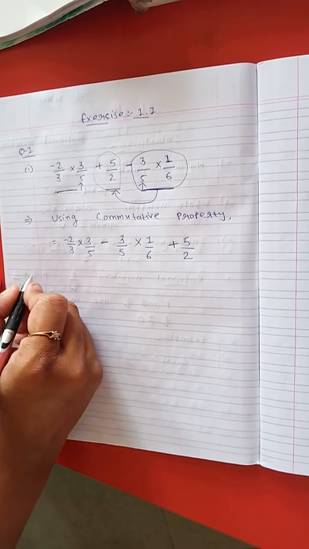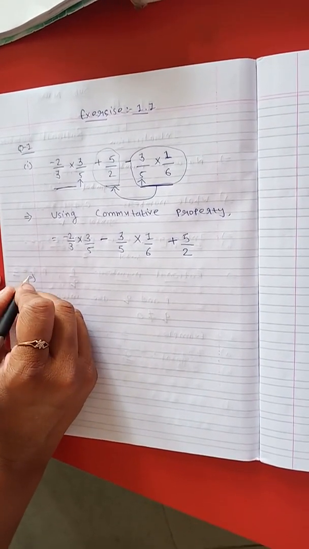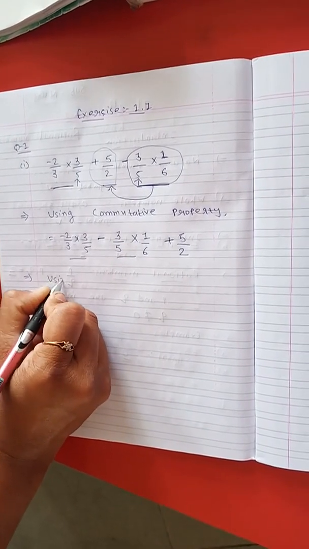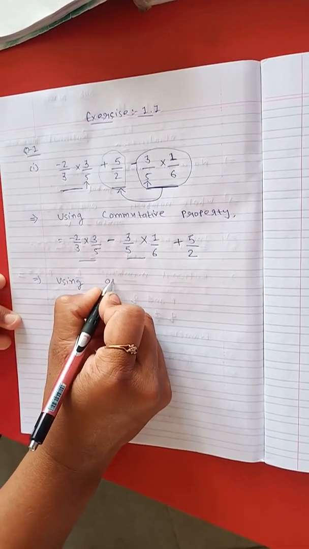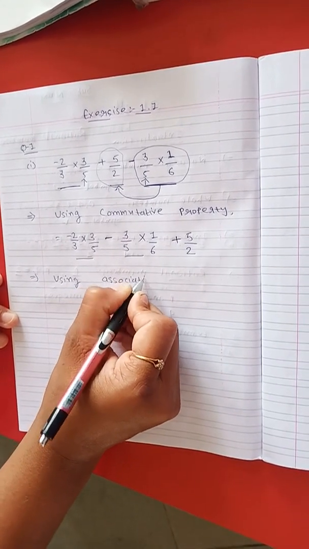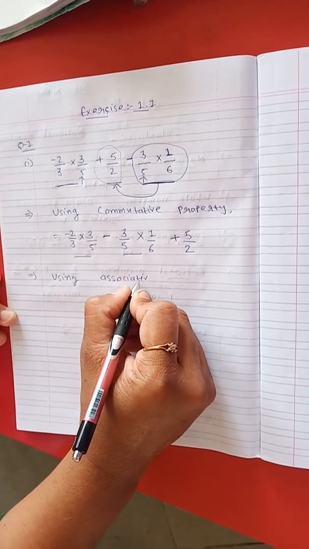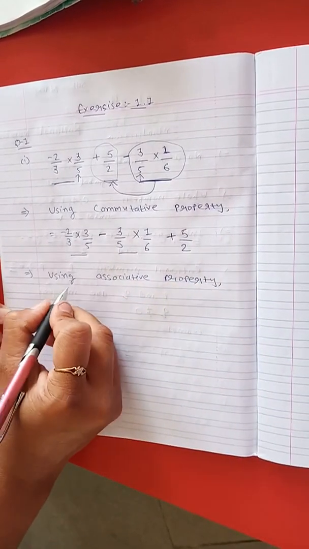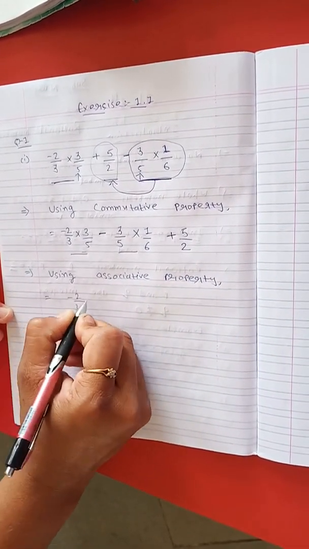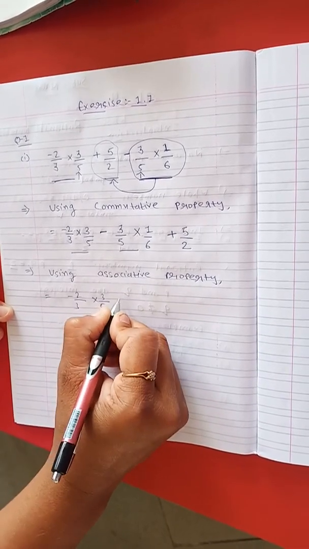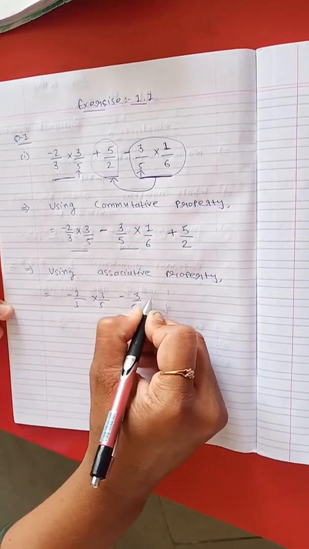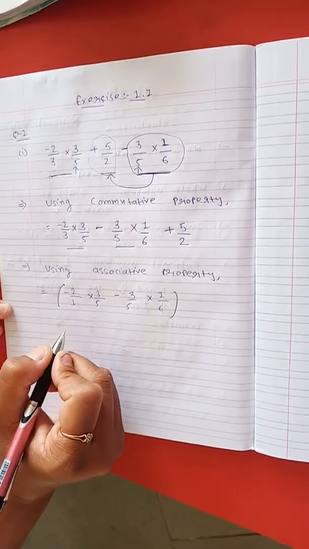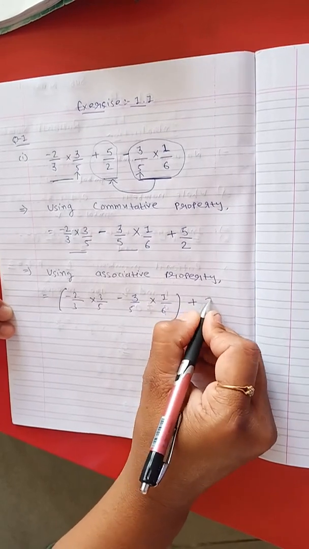Now after that, which property do we use? We have to group both these numbers, so using the associative property, we group minus 2 upon 3 multiplied by 3 upon 5 minus 3 upon 5 multiplied by 1 upon 6. Now we put it in a bracket, meaning we make a group, plus 5 upon 2.